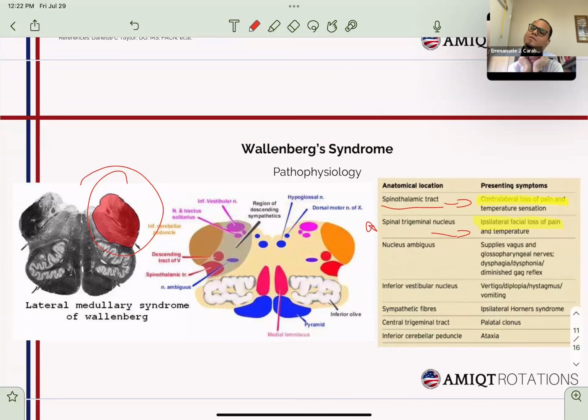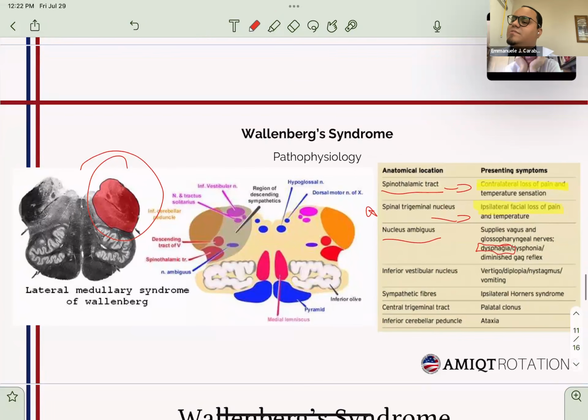The third one is the nucleus ambiguus. The nucleus ambiguus supplies the vagus and the glossopharyngeal nerves, and the patient tends to present with dysphagia, dysphonia, and a diminished gag reflex, which is very noticeable. I think the worst symptom here is the dysphagia, because the patient that we had presented with dysphagia. Then the inferior vestibular nucleus is affected. That is why these patients tend to have nystagmus, vertigo, nausea and vomiting.